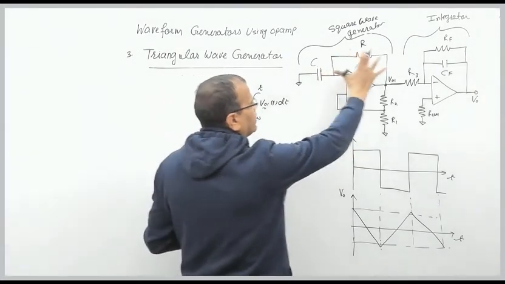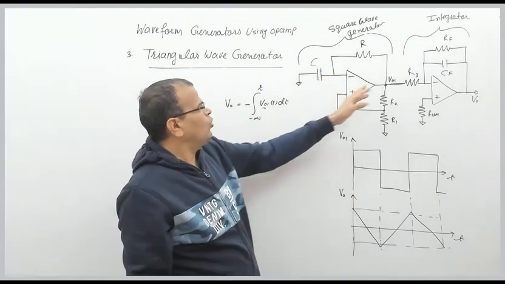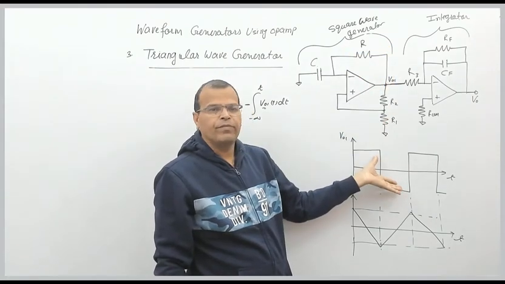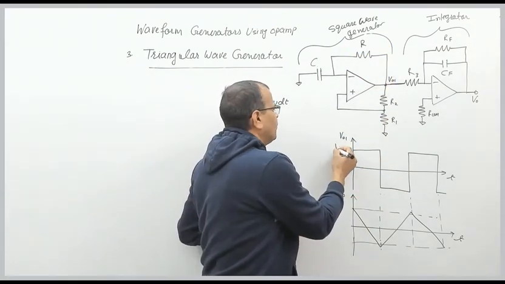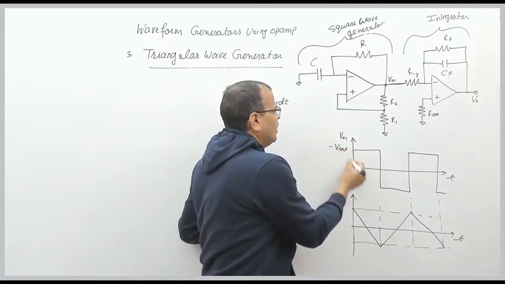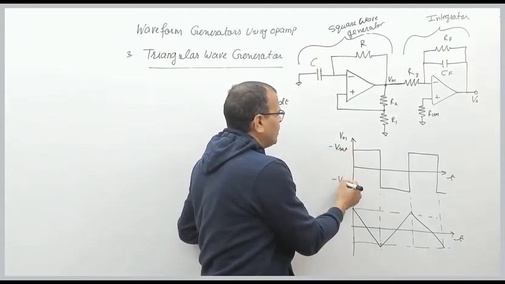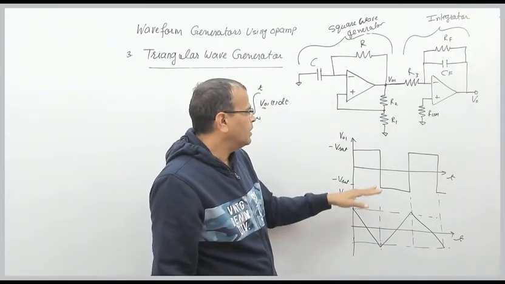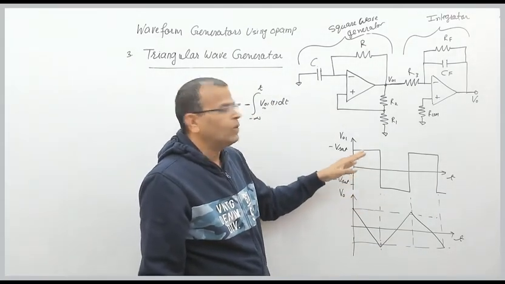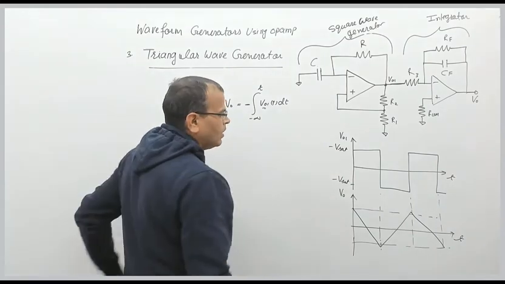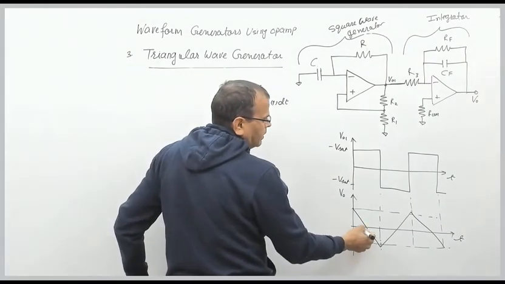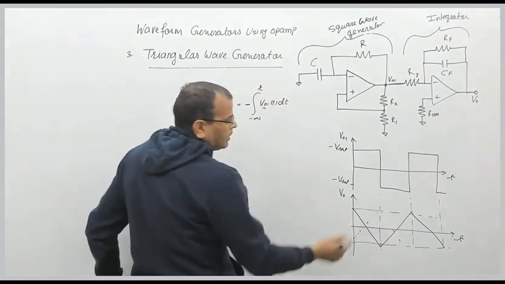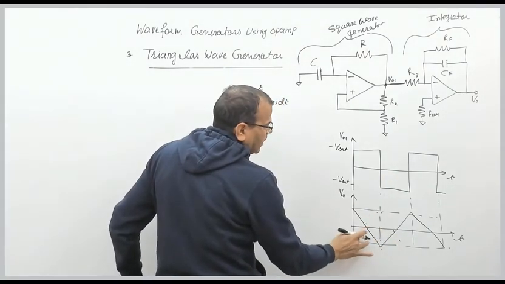Suppose you take the first half, that is a constant value. Now let us see the waveform. The output of the first stage, the square wave generator, is a square wave which varies from plus Vsat to minus Vsat. Only two levels are there. When you integrate it, let us see what could be the possible output. The triangular waveform could be like this, or it could be like this, but going down. Why? Let us see that.